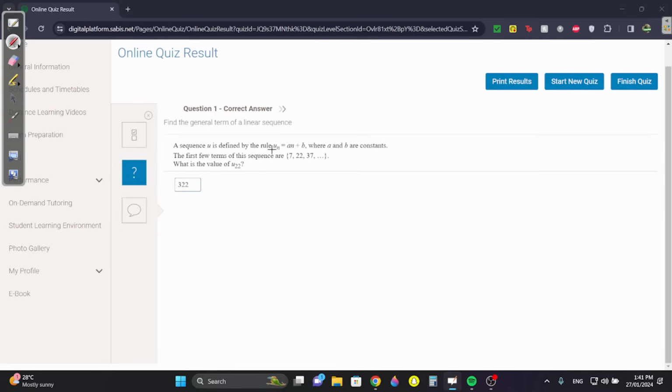A sequence U is defined by the rule un is an plus b, where a and b are constants. The first terms are 7, 22, 37. What's the value of u of 22? So they're saying, what is the 22nd number? The first thing we have to do is find the equation of it. un equals an plus b. We have to find a and b. How do you do it?